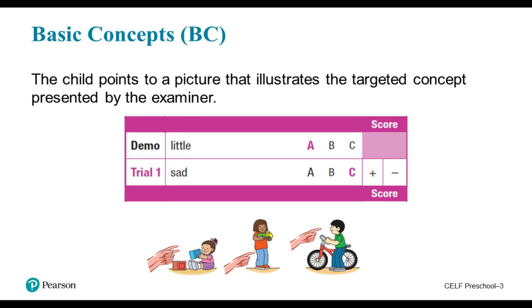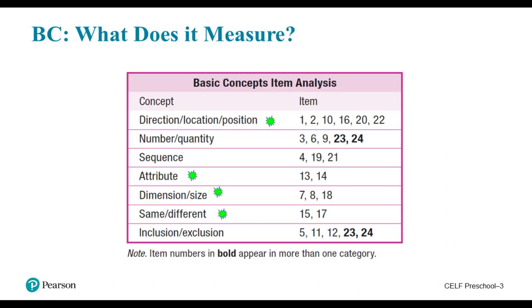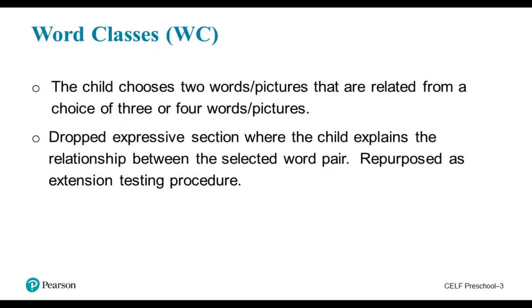And then I go on to the trial item, which is going to be looking at SAD. Again, what does it measure? You could see here that the concepts on which we're focusing, again, concepts that are appropriate for children within this age range, directional concepts, some positional concepts, certainly attributes, number and quantity, dimension and size, same and different. So again, is the child struggling with concepts in a specific category?